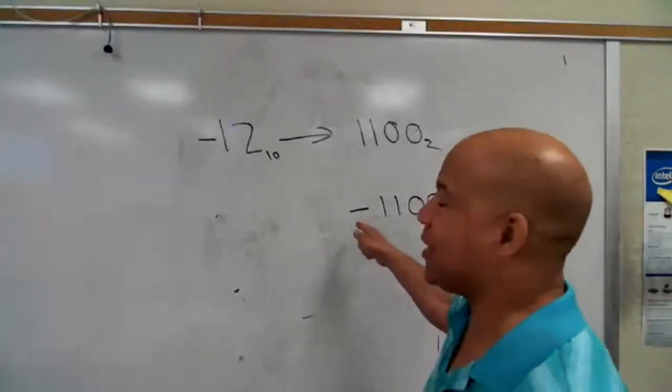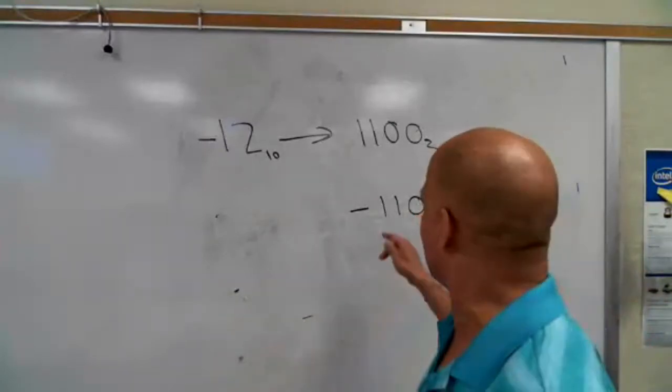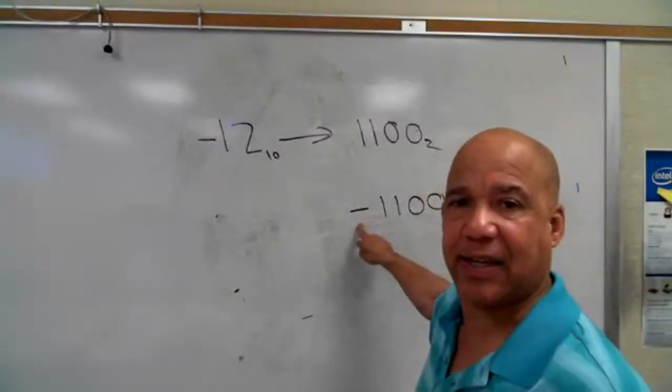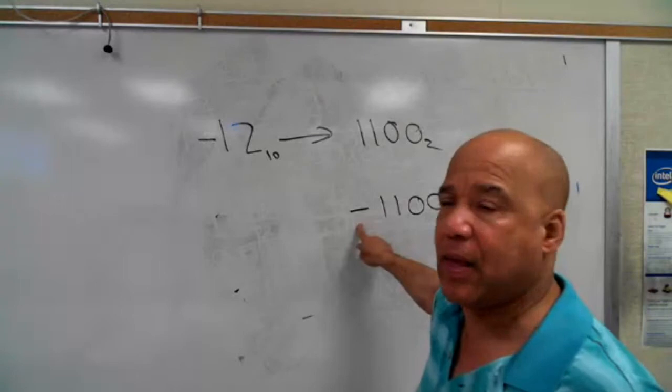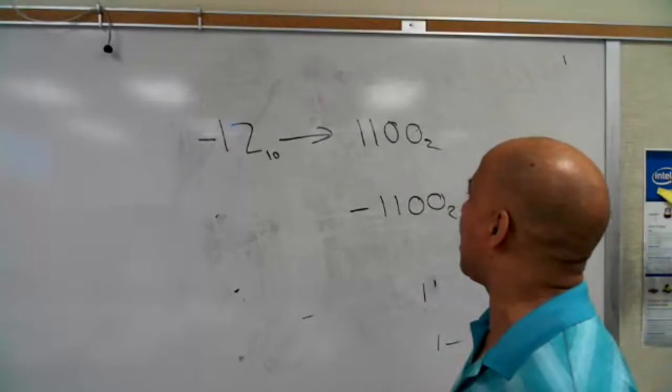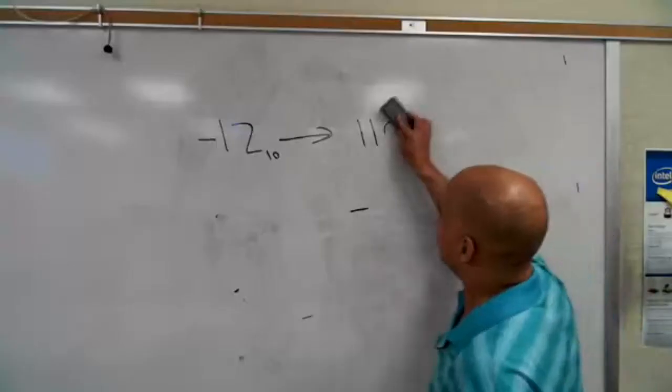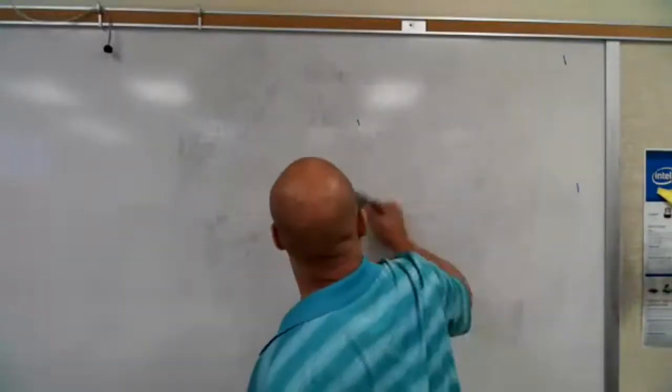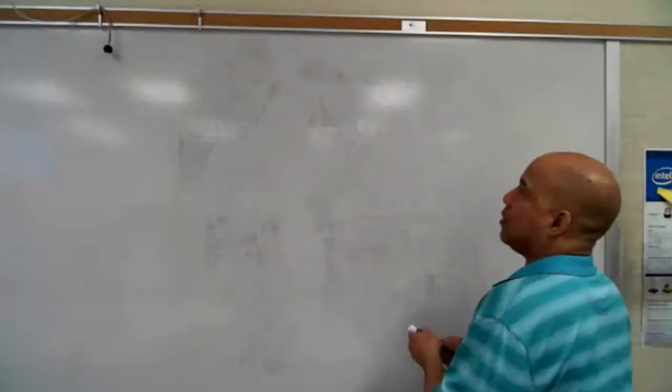because the only thing that can be inside of a microprocessor in a digital device is a one or a zero. You can't put a minus sign. There's no space for a minus sign. So how do you represent a negative number in a digital device? And that's a big problem. But it turns out there's three ways to do it. We're going to look at two ways.